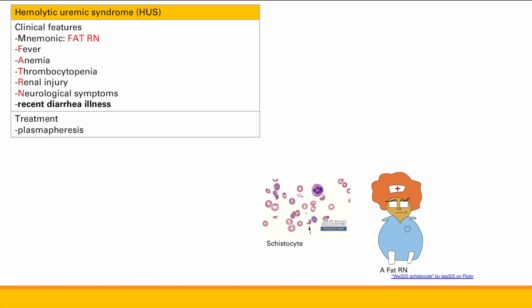I want to go into the hemolytic uremic syndrome and the thrombotic thrombocytopenic purpura again. Again, this is already in the renal lecture, but I want to talk about it again. Clinical features are the FAT RN. Okay, FAT RN stands for fever, anemia, thrombocytopenia, renal injury, neurologic disease. And the other thing you see here is the recent diarrheal illness, because what did we say? What were the bacteria that cause this? It's either Shigella or E. coli, and those cause diarrheal illness.